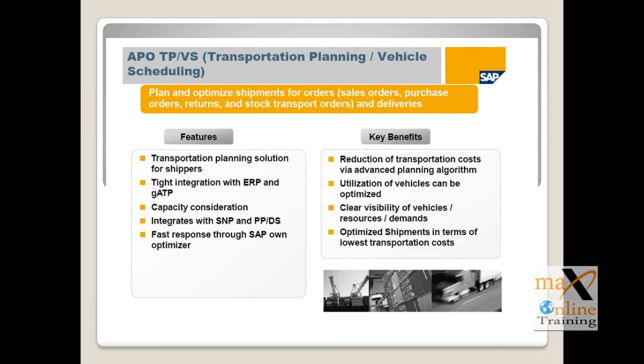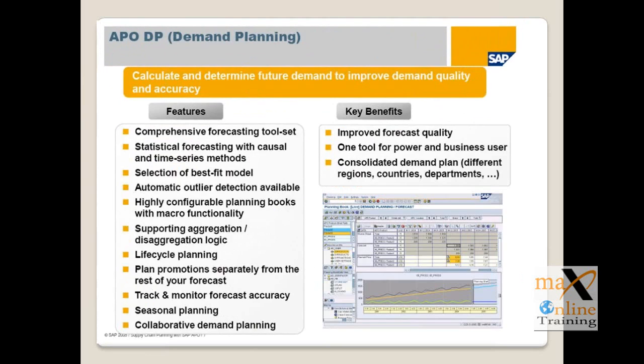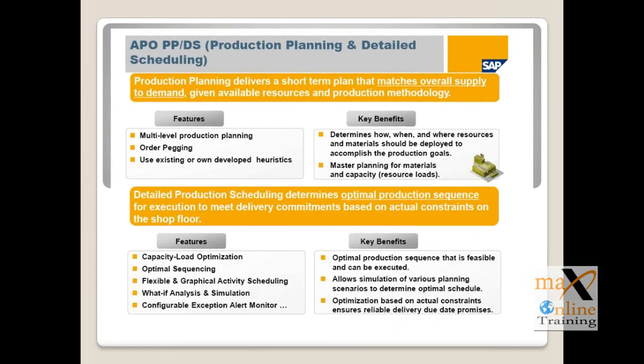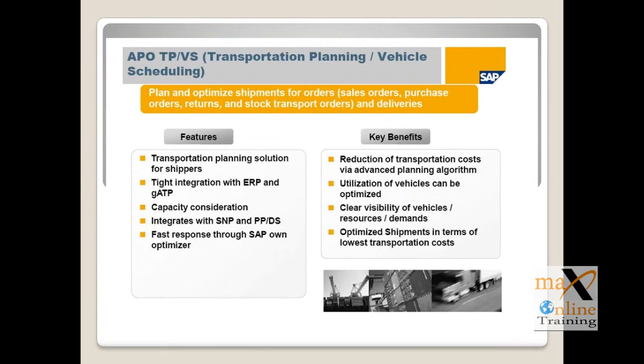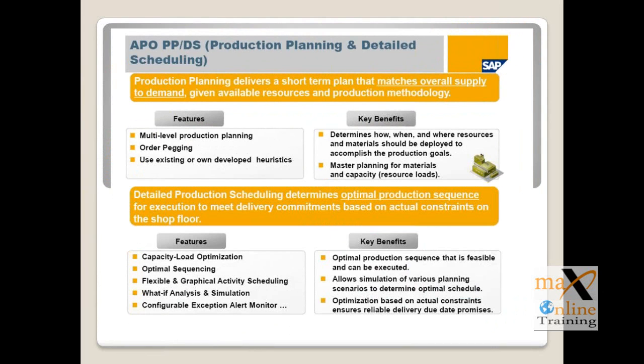Like demand planning for forecasting, SNP for midterm planning, PPDS for short-term production planning, and global availability promise to know the sales order confirmation, and the transportation planning and vehicle scheduling. This is to optimize the transportation load and minimize the transportation cost. So these are the 5 modules. And of the companies that have implemented SAP, we can see mostly DP and SNP; most of the companies are running DP and SNP now. The next priority is PPDS, and very rare companies have implemented GATP and TPVS. So that is the reason we are focusing more on these two.